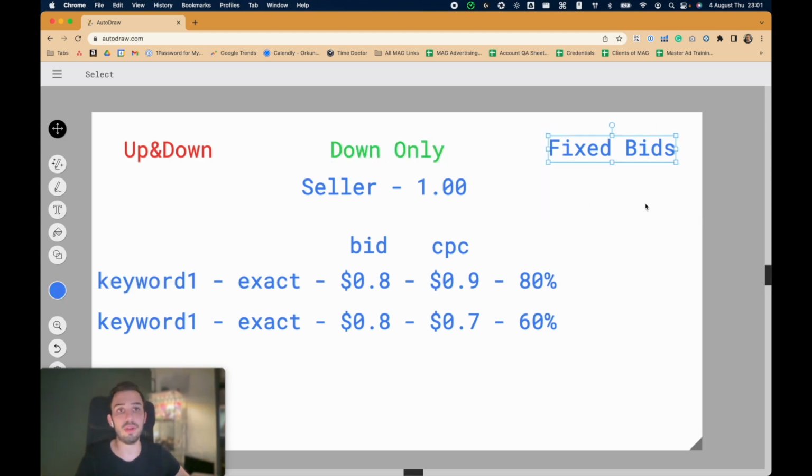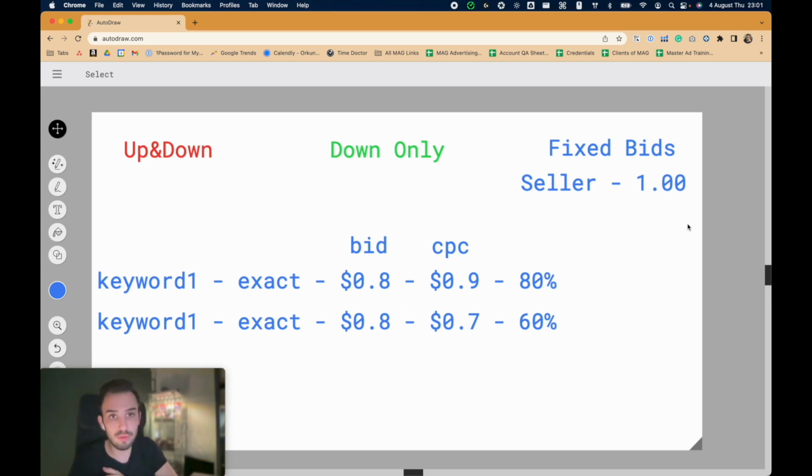So what about the third one? What is fixed bids? Let's go to this one. With fixed bids, we love to use them when we are launching a product, if we are expanding the product, or if the product is already proven by the market itself. The only difference between fixed bids and down only is that with down only, Amazon is basically choosing which auctions you will be joining.